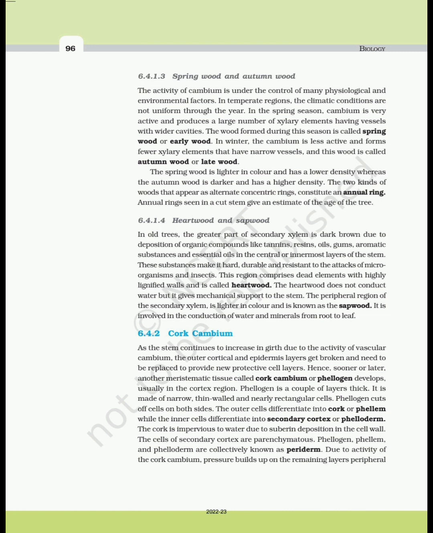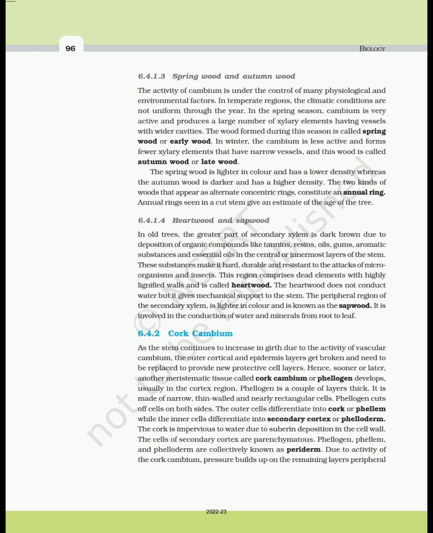Phellogen is a couple of layers thick. It is made of narrow, thin-walled and nearly rectangular cells. Phellogen cuts off cells on both sides. The outer cells differentiate into cork or phellum while the inner cells differentiate into secondary cortex or phelloderm. The cork is impervious to water due to suberin deposition in the cell wall. The cells of secondary cortex are parenchymatous. Phellogen, phellum, and phelloderm are collectively known as periderm.